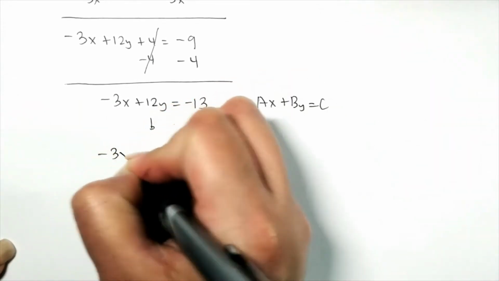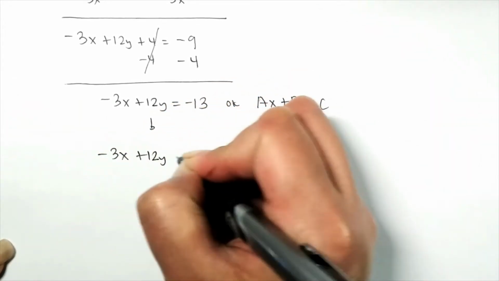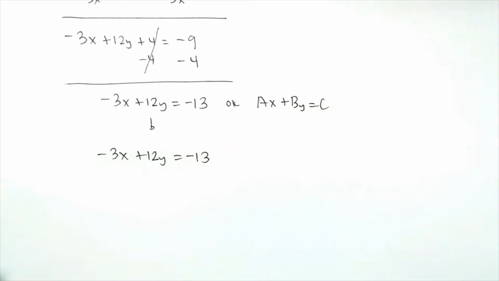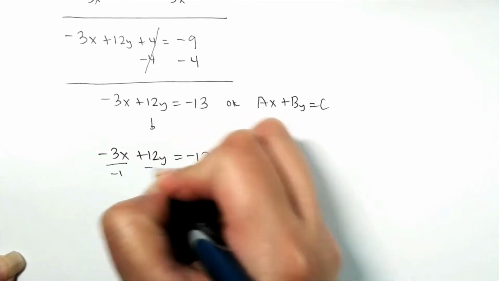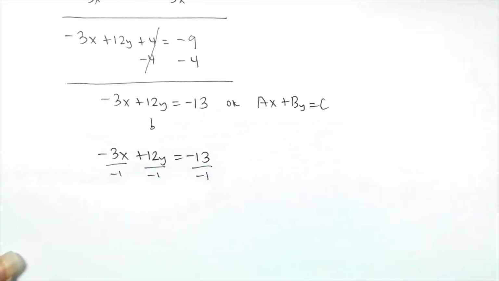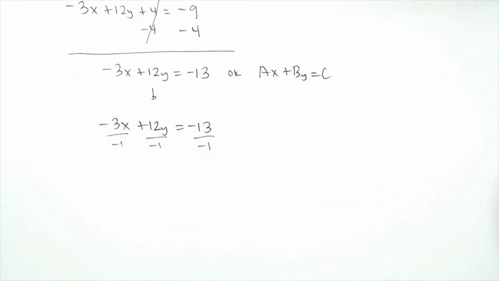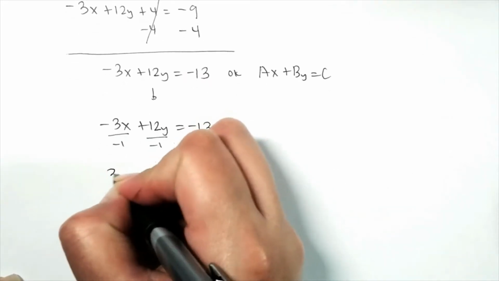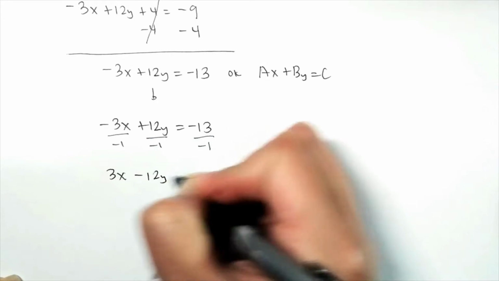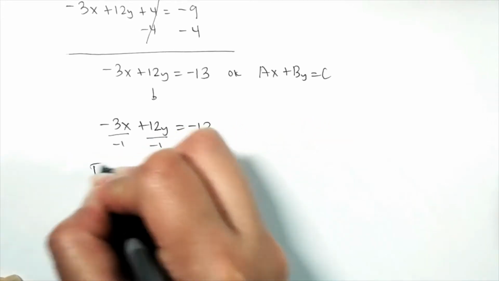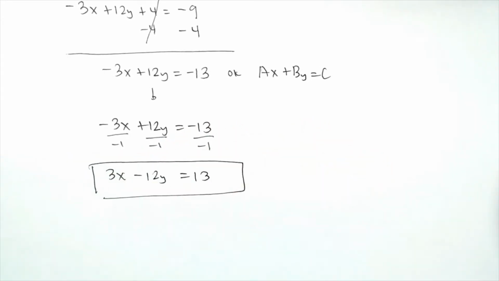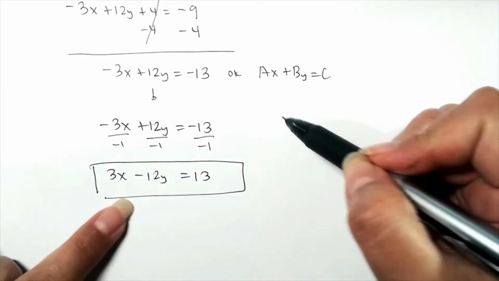So we have negative 3x plus 12y equals negative 13. And let's make the book happy by following the directions. If we choose the division route, let's go ahead and divide both sides by negative 1. I'm not good at distribution, so that's why I prefer the division. So that will leave us with 3x minus 12y equals 13, and then let's go ahead and box our answers with confidence. So now we have it in standard form.